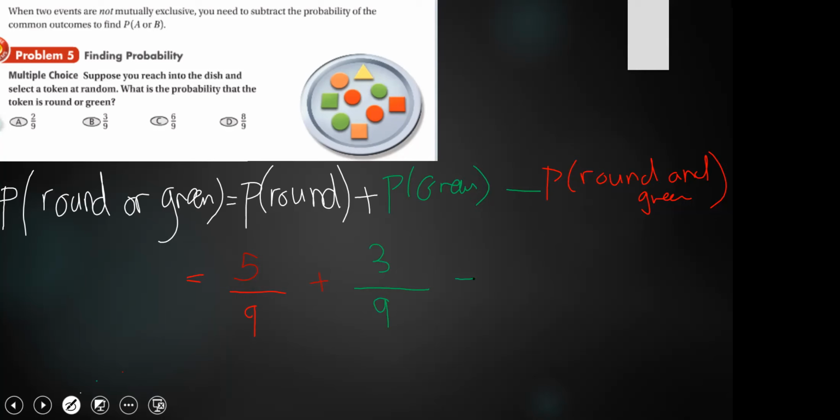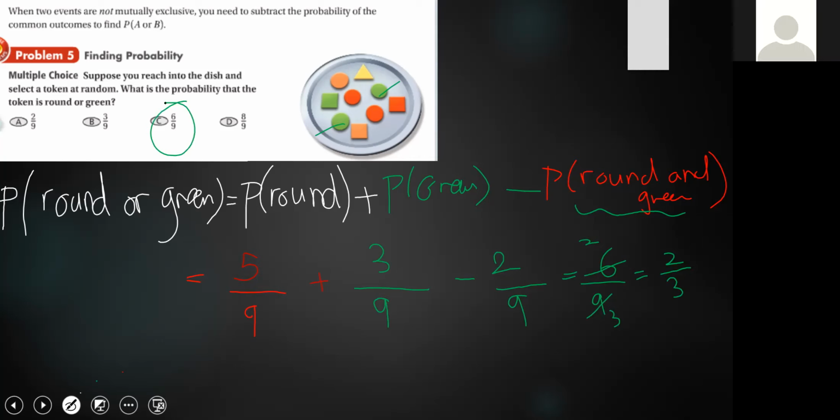Can I have a shape here that is round and green at the same time? Yes. So I will put a number here. I will not say it is 0, because it's not mutually exclusive. How many are round and green at the same time? 2. Exactly. So 5 plus 3 is 8, minus 2 is 6 over 9, which can be simplified to 2 over 3, or you can say, from the choices here, 6 over 9.